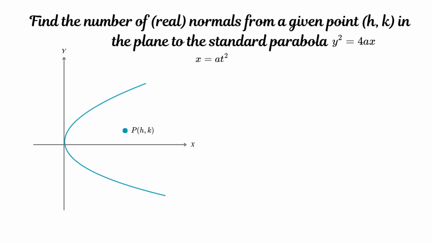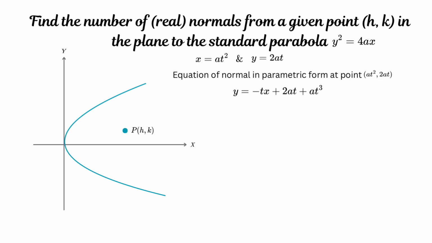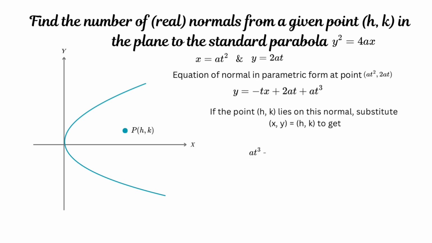x equals at squared and y equals 2at. The equation of the normal at parameter t becomes y equals minus tx plus 2at plus at cubed. Now, if a point (h, k) lies on this normal, we plug x equals h, y equals k into the equation. Rearranging gives us a cubic equation in t: at cubed plus (2a minus h)t minus k equals 0.